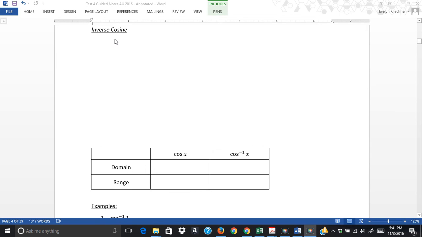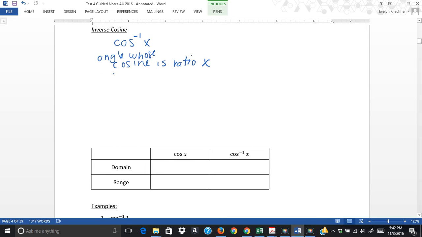So the inverse cosine is written as cosine inverse of x. And similarly to sine, it is the cosine, or the angle, whose cosine is the ratio x. And so it's very similar to inverse sine. It's the same idea, but now we have to think about the domain and the range.